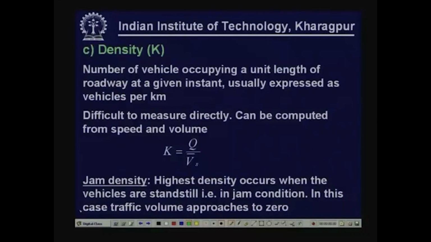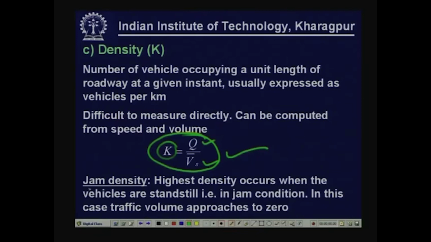It is difficult to measure directly. So, often we calculate it indirectly using this relationship: density equals flow divided by space mean speed. So, if we know the traffic stream flow and traffic stream space mean speed, we can calculate the density. We shall prove this relationship also. We shall show you the derivation.